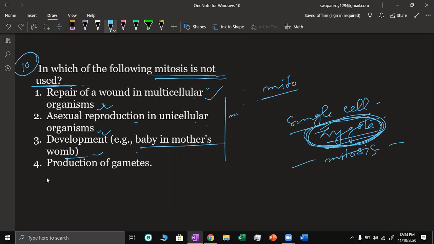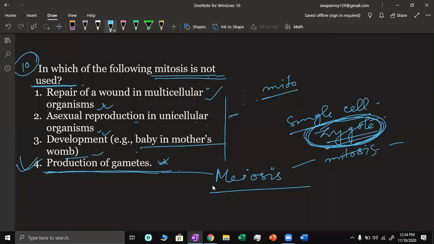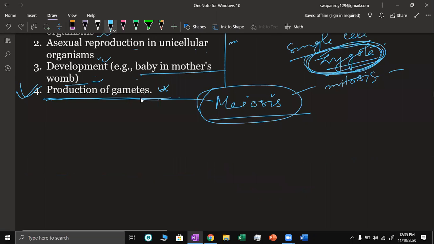Okay. Production of gametes. This production of gametes is not by mitosis. It takes place by the division called meiosis. So during the production of gametes, mitosis is not used. It is by meiosis because gametes are haploid and here the chromosome number is reduced to half.